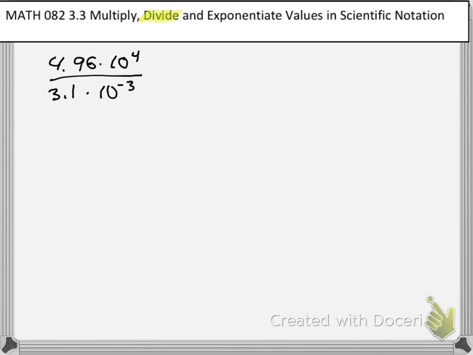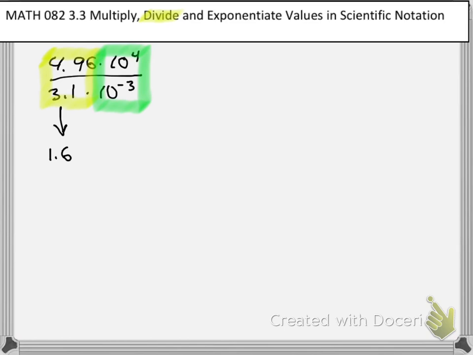So the way I'm looking at this is I'm kind of looking at it as two separate problems. I'm looking at this as just a plain old division problem, which I could probably do with a calculator. And then I'm looking at this also as a problem where I'm going to have to use one or more of the exponent properties that we learned. So if you just type in 4.96 over 3.1 into your calculator, you find that it's 1.6.